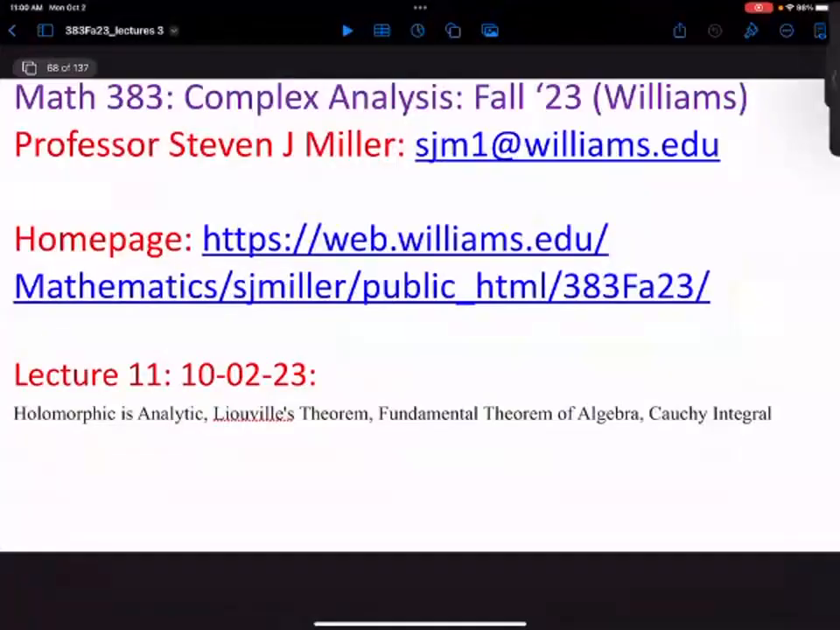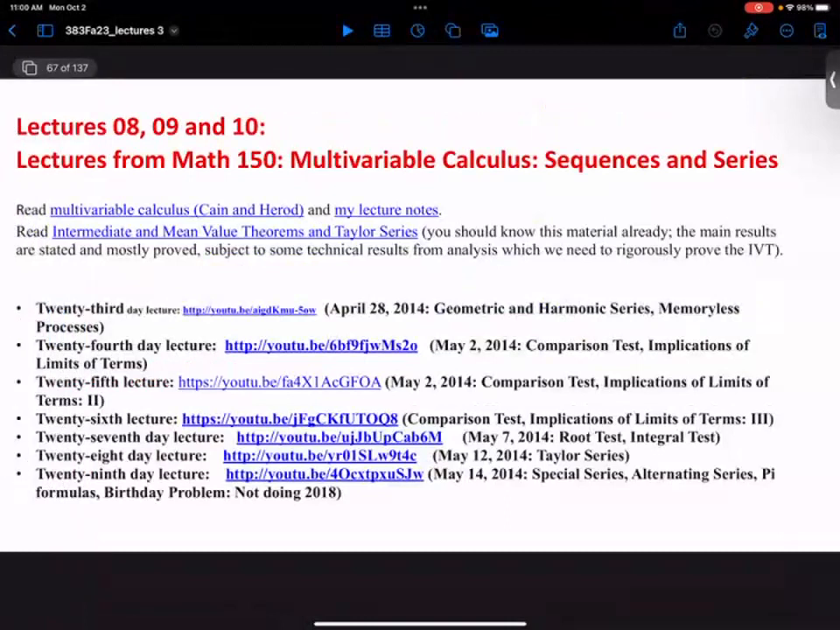That's a good sign. All right, so welcome to lecture 11 of Math 383, Complex Analysis. So what I want to do today is talk about some of the key theorems in the subject. What you should have been doing for the last two classes is making sure that you are solid on your, for the most part, real analysis. You're essentially sequences and series.